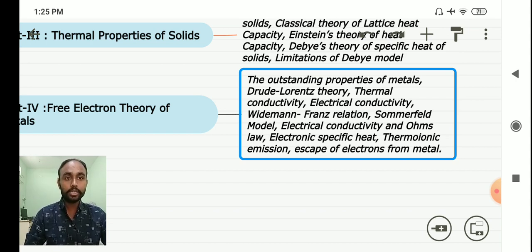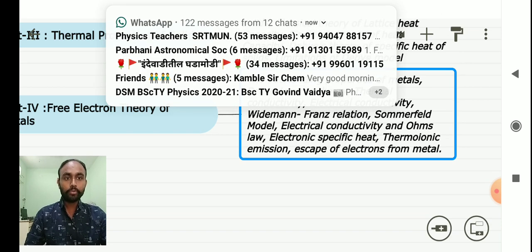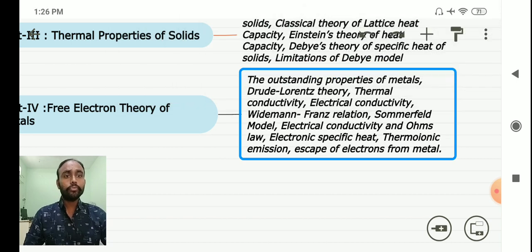Then Wiedemann-Franz relation. That Wiedemann-Franz relation is a small article, but it will take the help of the formula of electrical conductivity and thermal conductivity. From that it will be derived. What is that? Wiedemann-Franz relation.